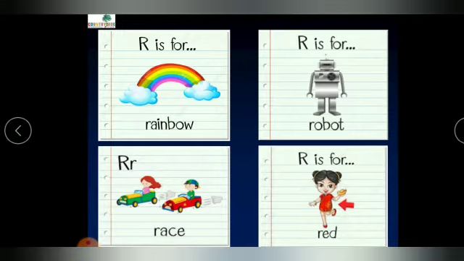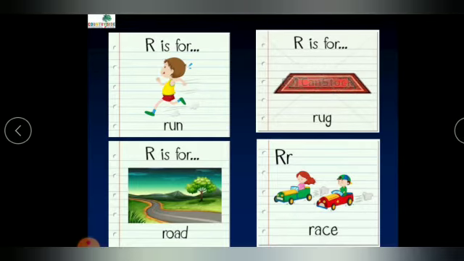Rainbow, robot, race, red. Phonic sound of R is R. Rainbow, robot, race, red. Then some more.